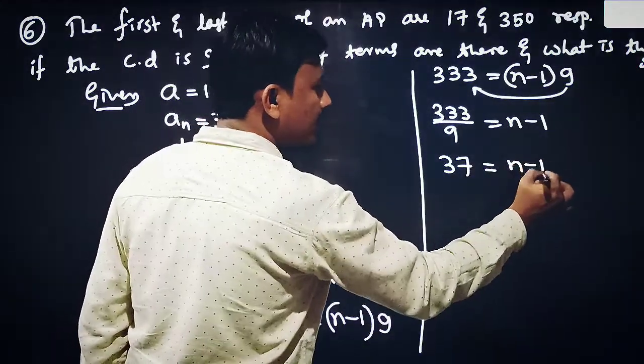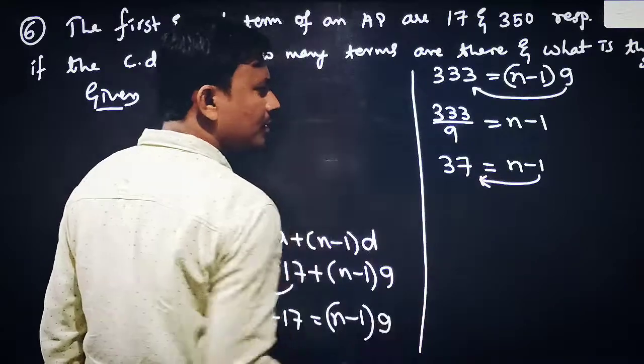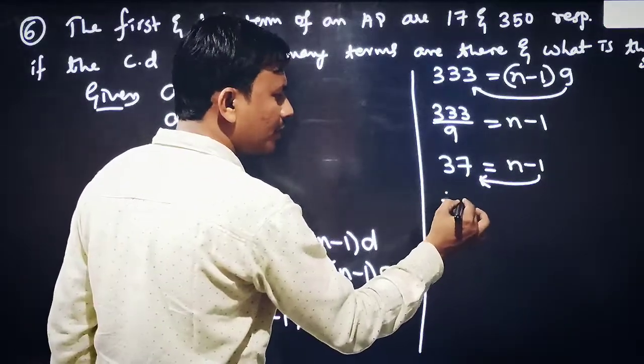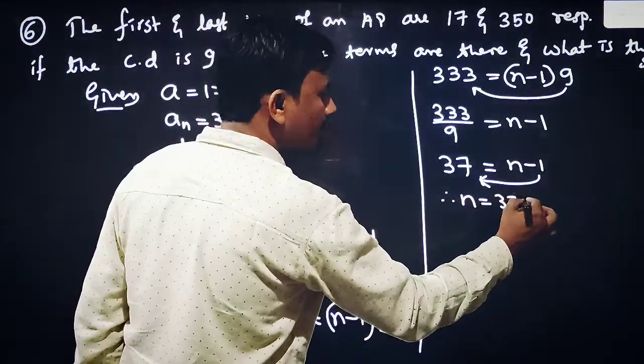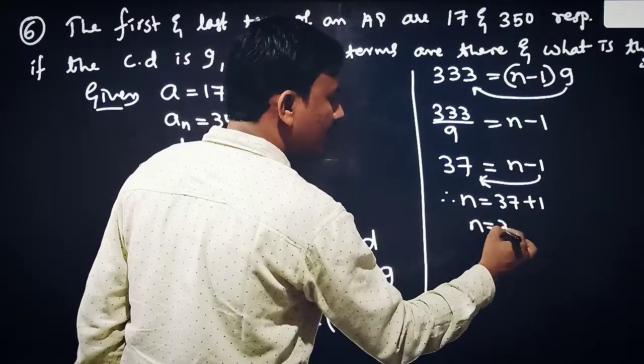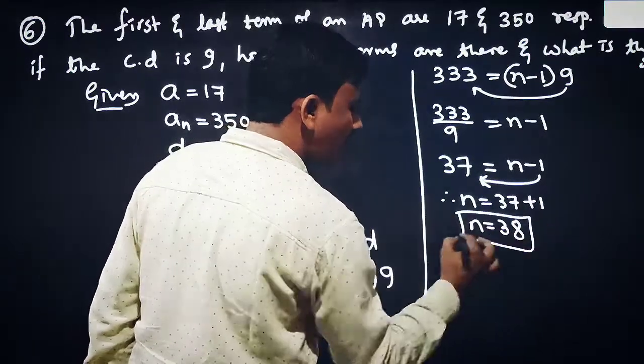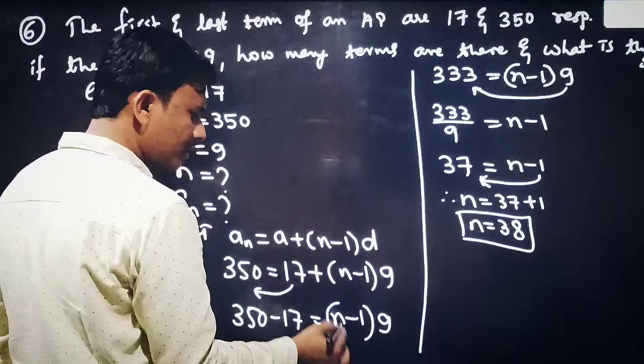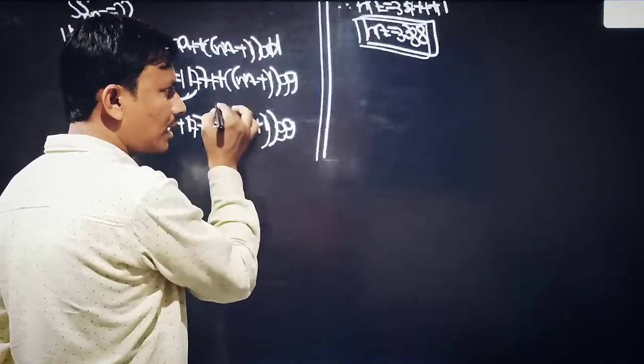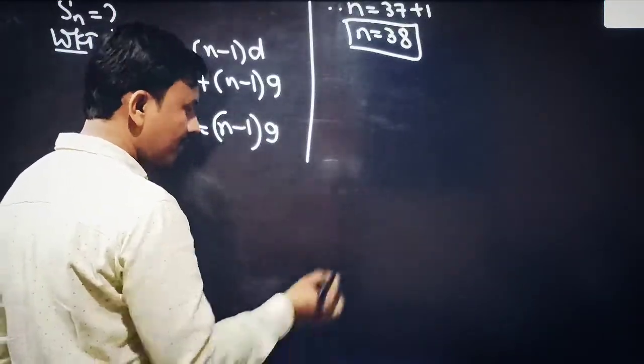Okay, n minus 1 minus 1 it will become what? Plus 1. Therefore n is equal to 37 plus 1. n is equal to 38. We need to find out the sum of 38 terms. Sum of 38 terms, that means Sn.